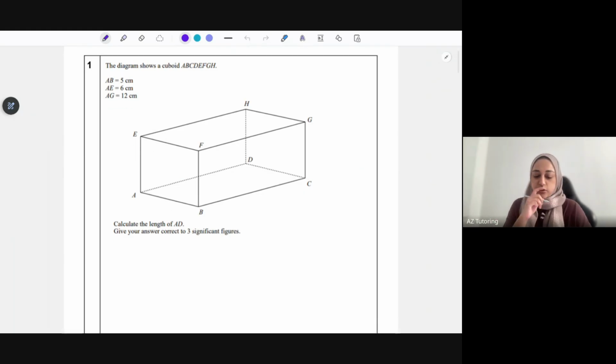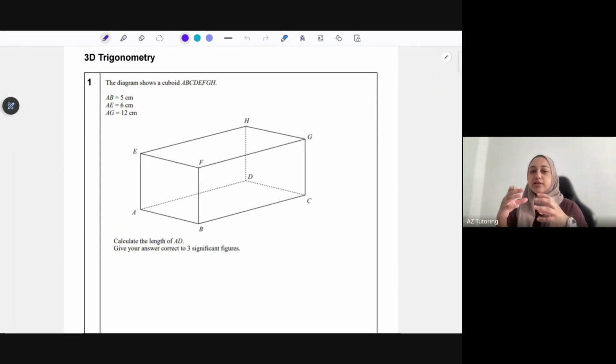So the first one's 3D trigonometry as well as Pythagoras. So what this is, is spotting the 2D shapes within the 3D shape. So let's have a look at this one. The diagram shows a cuboid A, B, C, D, E, F, G, H, which is just all the vertices.